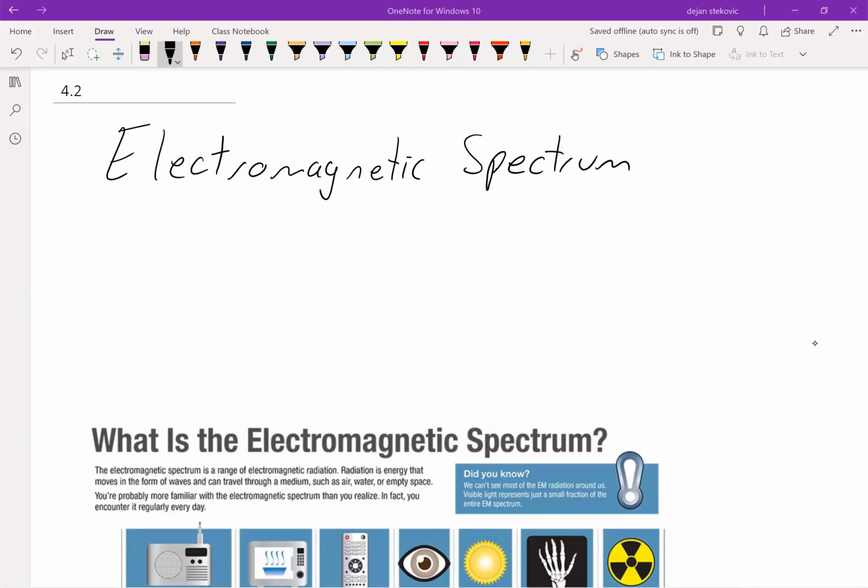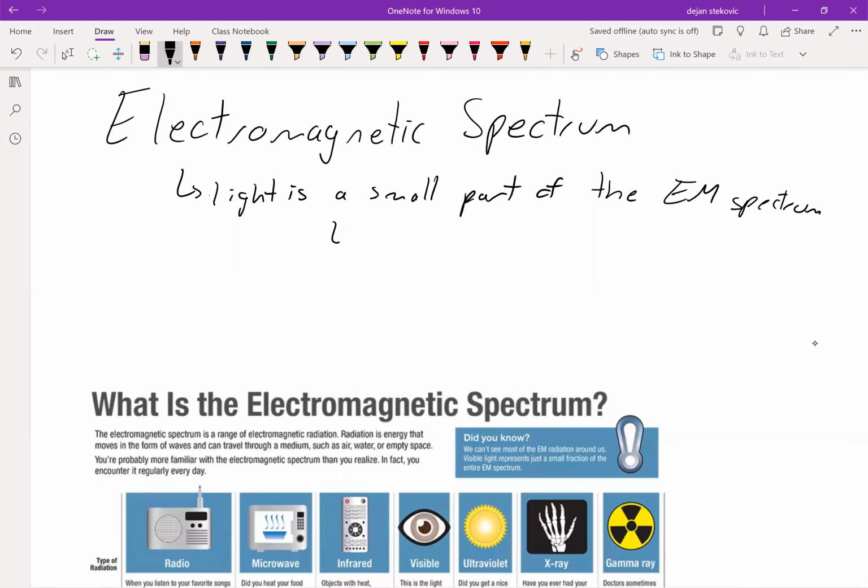All right, next up, what we have is what we call the electromagnetic spectrum. You can think about this as different colors of light. However, what we see as visible light as colors is only a small part of this spectrum. So let's just say that light is a small part of the electromagnetic, which is called the EM spectrum.